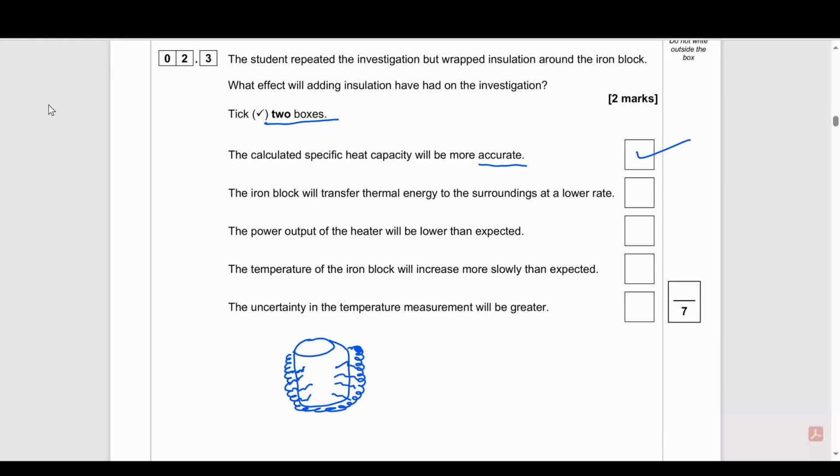Let's read the next statement. The iron block will transfer thermal energy to the surroundings at a lower rate. Well, as we were just explaining, the iron block is going to have insulation, so less thermal energy will be lost from it and go into the surroundings. So that correlates with the second statement.